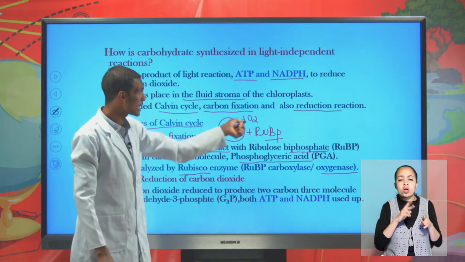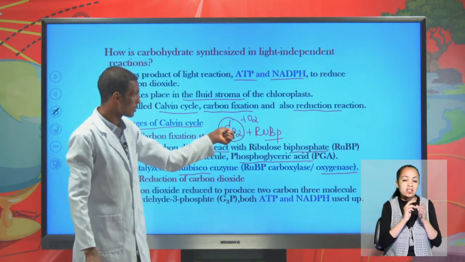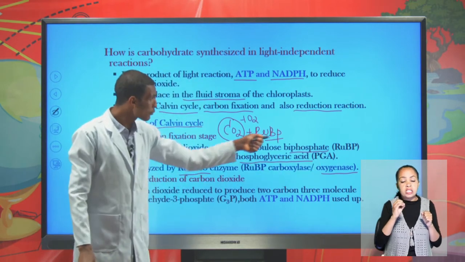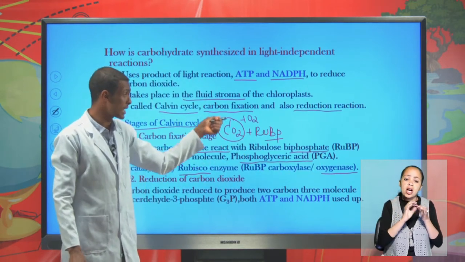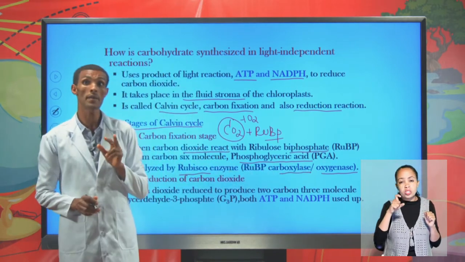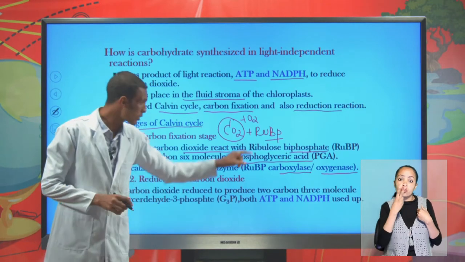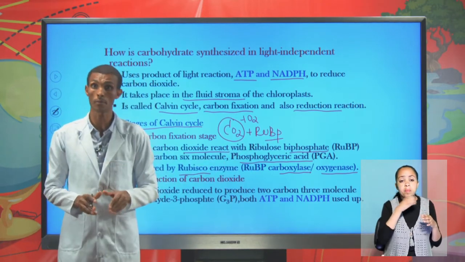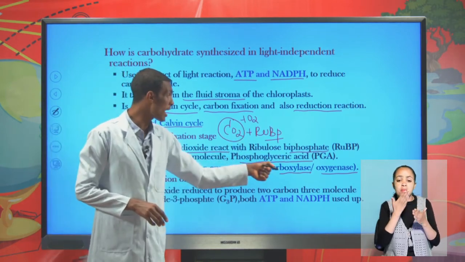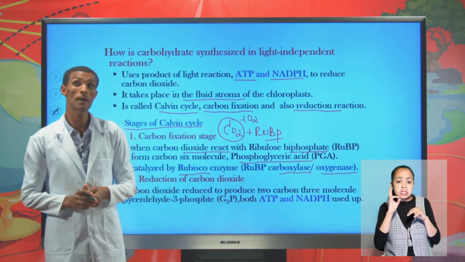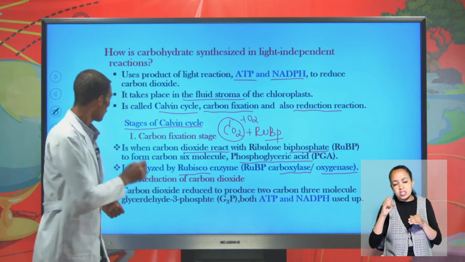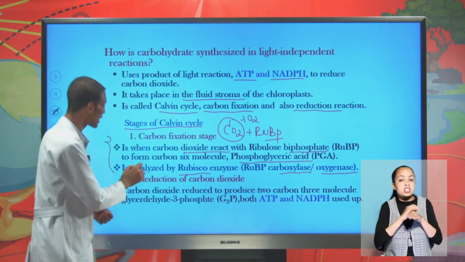When Rubisco catalyzes the binding of ribulose bisphosphate with oxygen, we call it oxygenase. If ribulose bisphosphate binds with carbon dioxide, it is considered carboxylase. This enzyme can catalyze both reactions. When the concentration of carbon dioxide falls below the optimum, it can react with oxygen. When carbon dioxide is at its optimum, about 700 parts per million, it catalyzes the carboxylase reaction. So, fixation is an enzyme-catalyzed reaction.